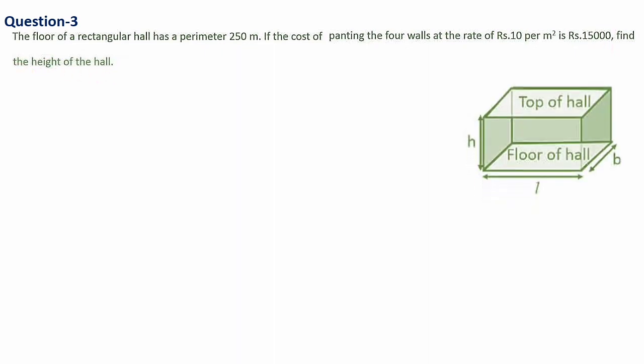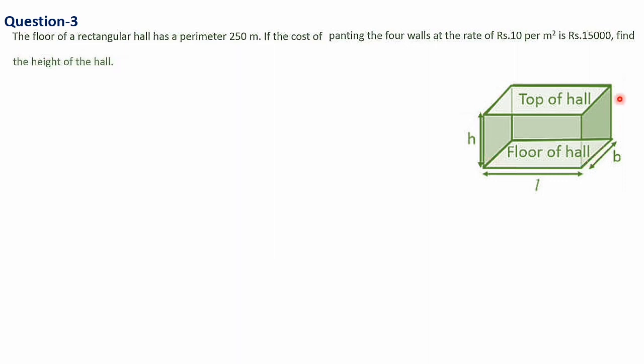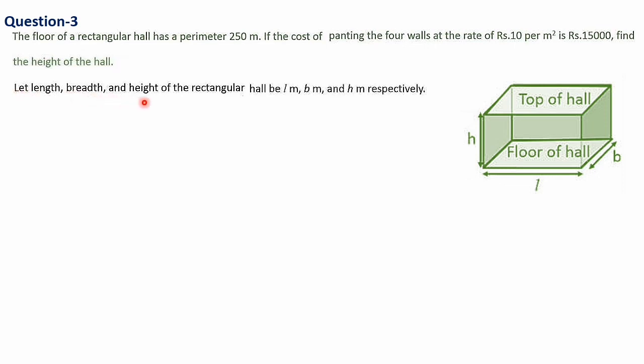Let's visualize the question. Consider this one as a hall, cuboidal in shape. This is the top of the hall, and this is the floor of the hall. Here there are 4 walls: front, right side, left side and back side. So only these 4 walls are painted. No dimensions are given; length, breadth and height are not given. So just take them as L, B and H. Let the length, breadth and height of the rectangular hall be L meter, B meter and H meter respectively.